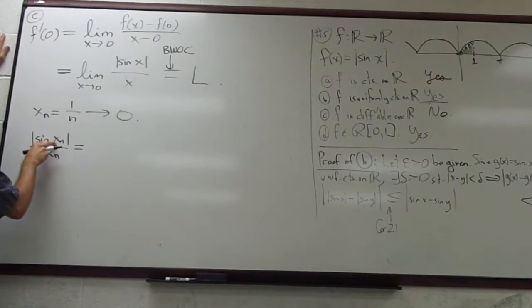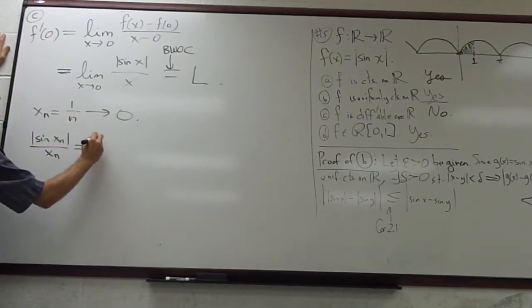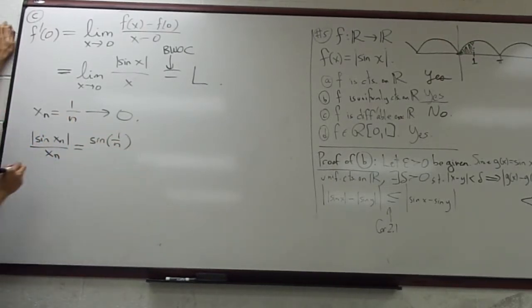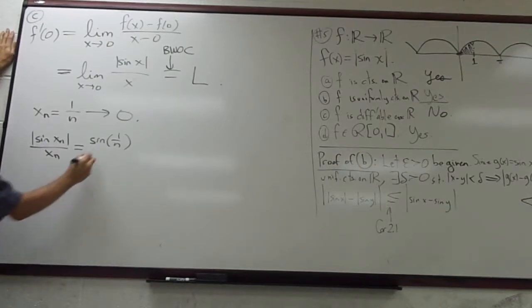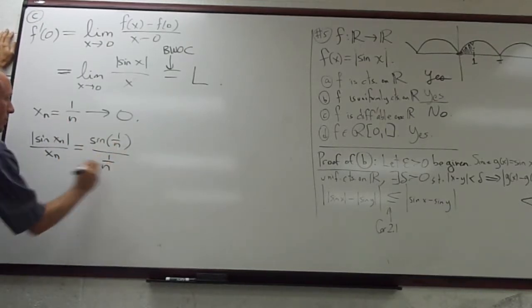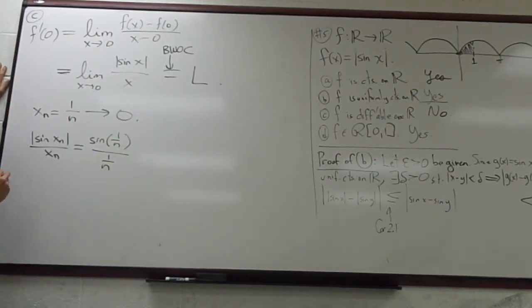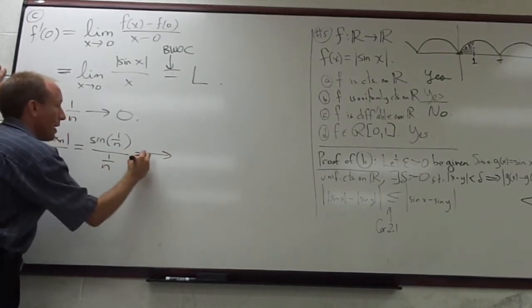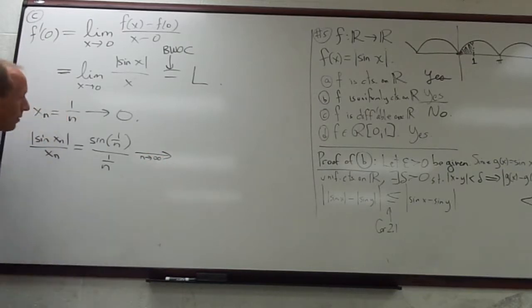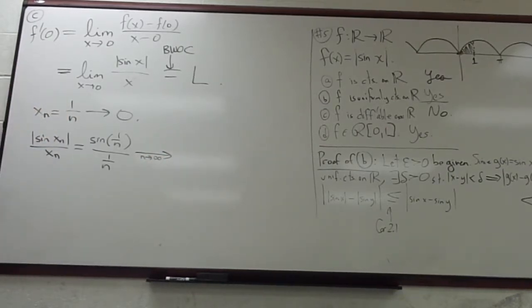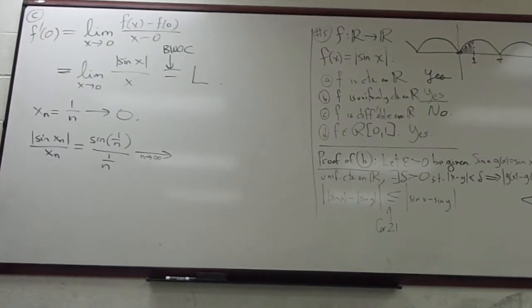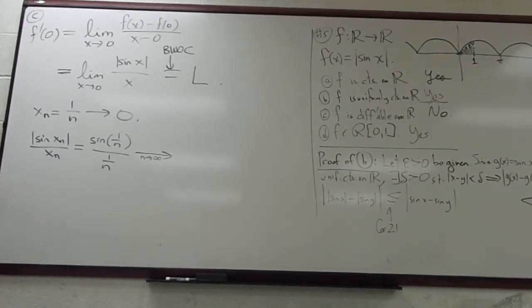Let's see, sine of 1 over n is just sine of 1 over n without absolute value bars, because that's going to be positive. And then x_n is 1 over n, so it looks like that. Okay, does anybody know what happens to that as n goes to infinity? Blows up. Don't think so, actually.